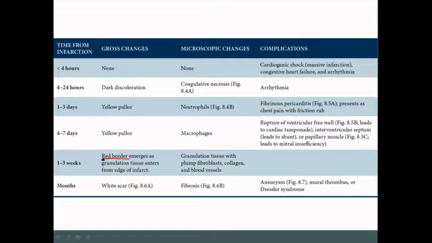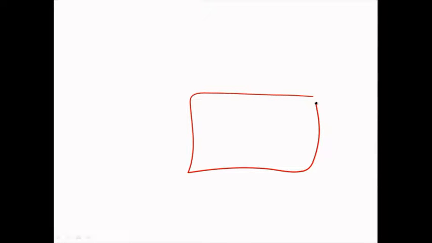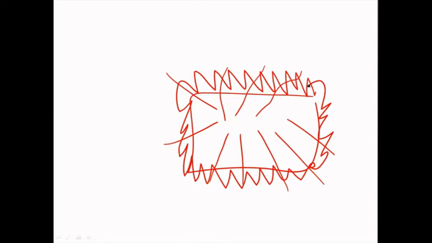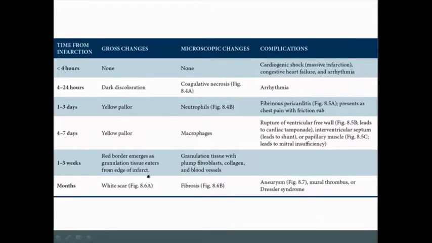Now, the reason it comes in from the outside of the dead tissue is the following. If this is the area of necrosis, then the blood vessels are going to come from the normal tissue out here and begin to grow into the area of necrosis to form the granulation tissue. And so initially what you're going to see is a red border to the area of the dead tissue, and that is going to be the hallmark of granulation tissue. And so that's why we say here that when granulation tissue comes in, you'll see a red border emerging from the edge of the infarct.